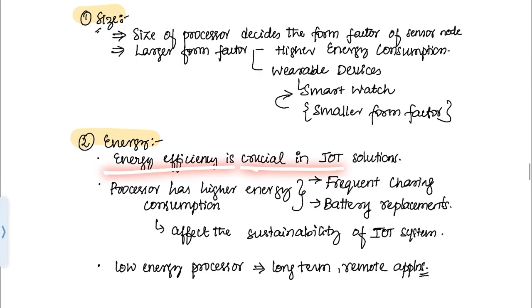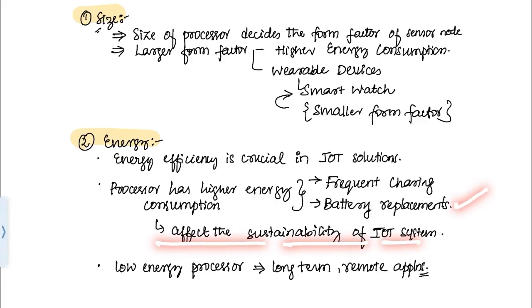Energy efficiency is crucial in IoT applications. A processor having higher energy consumption will need frequent charging and battery replacements, and it affects the sustainability of the IoT system. So let's take a low energy processor. It will suit long term and remote applications.